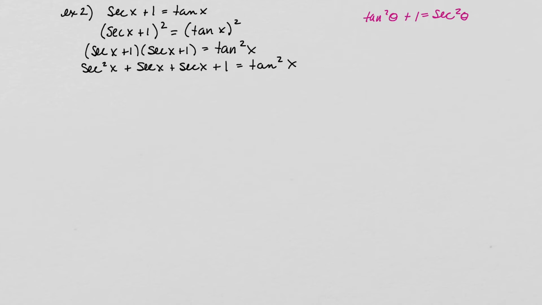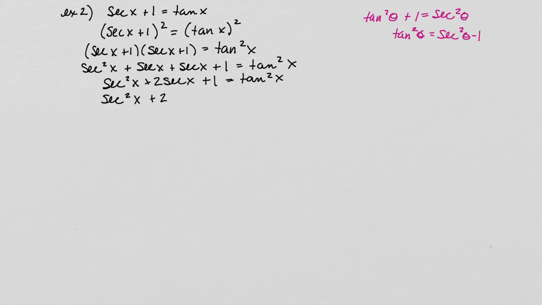Now if I collect up the like terms, I have secant squared x plus 2 secant x plus 1 equals tangent squared x. Now I have secant squares, I have secants, and I have a tangent squared. But the nice thing is I can rewrite my tangent squared in terms of secant squared. Tangent squared theta is going to be secant squared theta minus 1. So we're really going to have secant squared x plus 2 secant x plus 1 equals secant squared x minus 1.